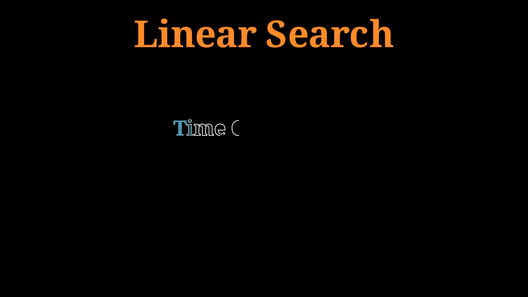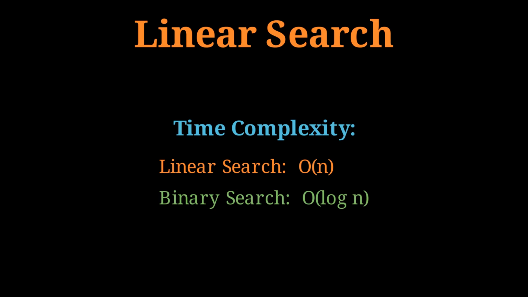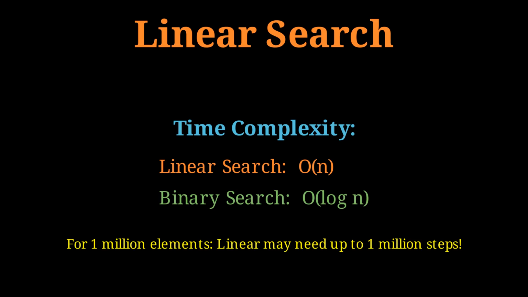Linear search has a time complexity of O(n). This means in the worst case, we check every element. For example, searching through 1 million elements, linear search may need up to 1 million steps in the worst case.